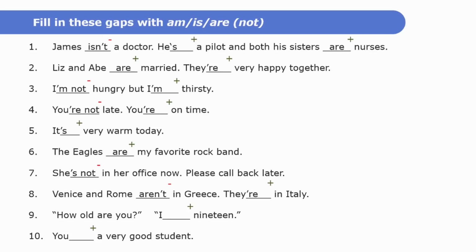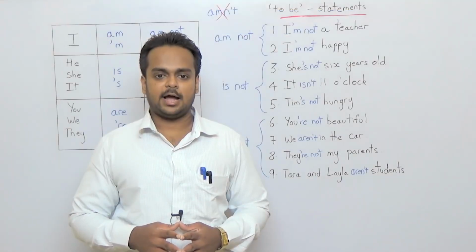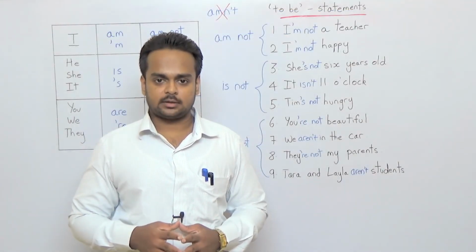Number 9, how old are you? I'm 19. Number 10, you're a very good student. All right, I hope you got all of those answers correct.